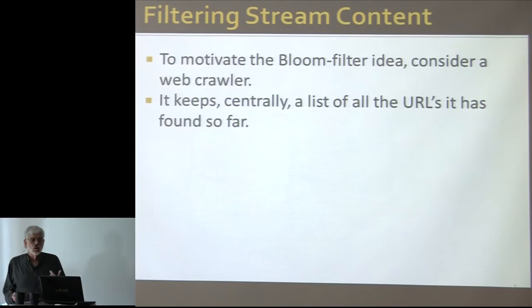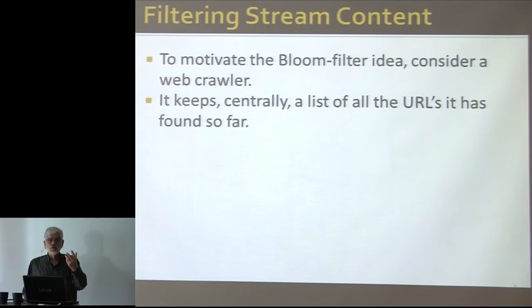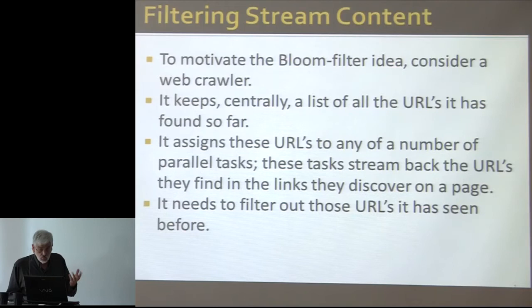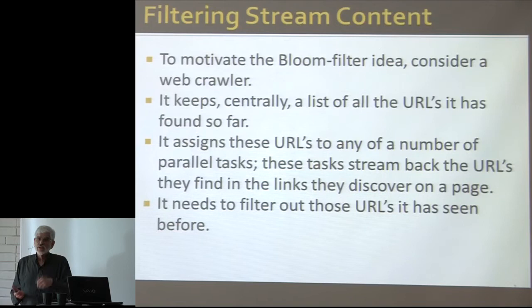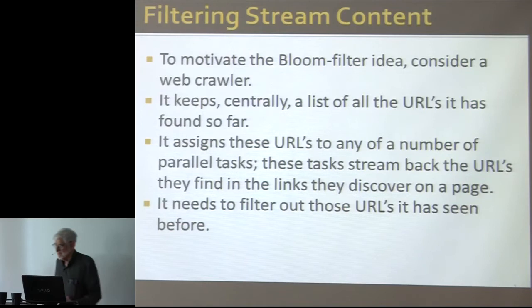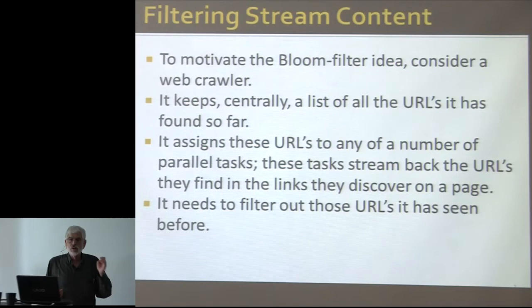But you don't want to crawl the same page over and over again. So you'd like to know, when one of the crawling processes finds a URL, have I seen it before? If I had a list of all the pages that I've ever seen, then I could just look it up in some kind of an index. But that's really expensive. There are trillions of pages that are being crawled. So what you want is something that takes less space and gives you an approximate answer to the question, have I seen this URL before?